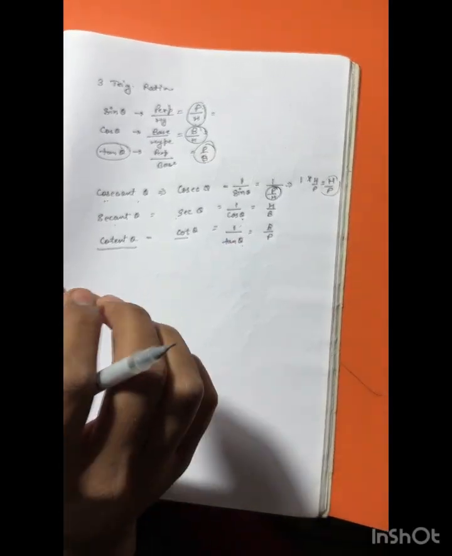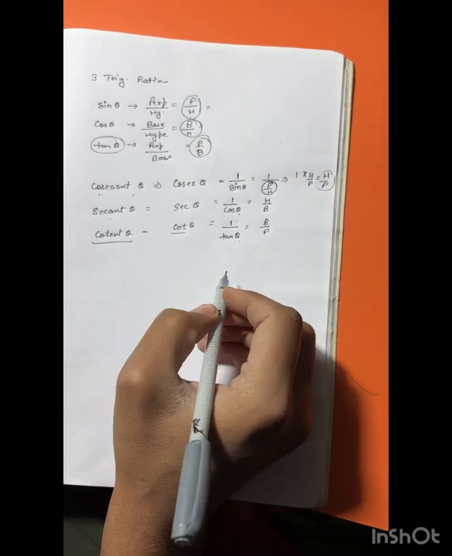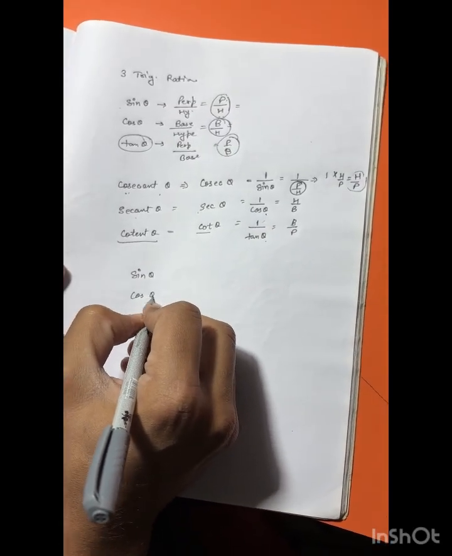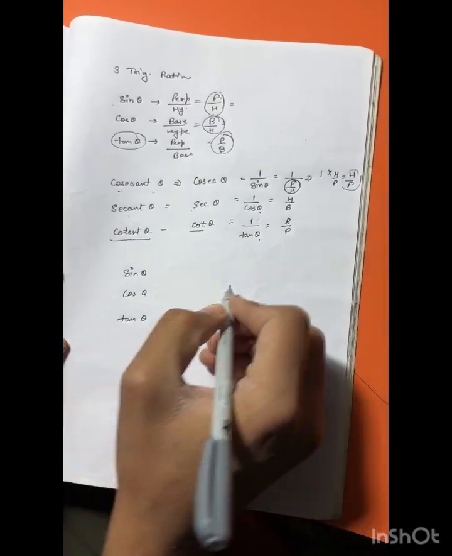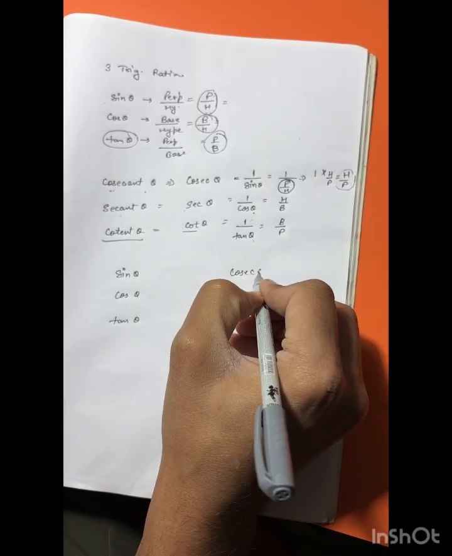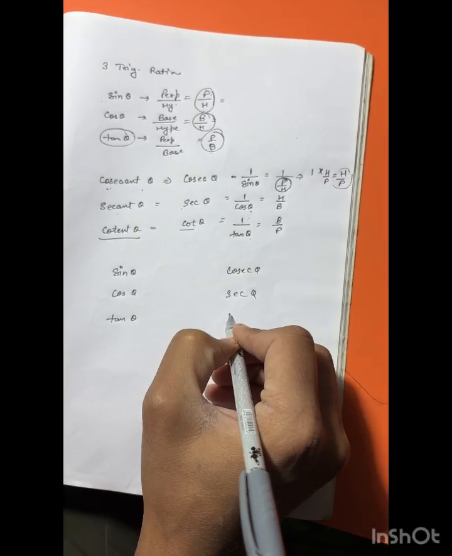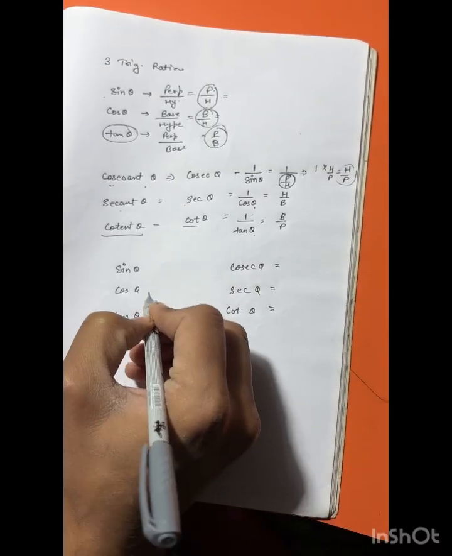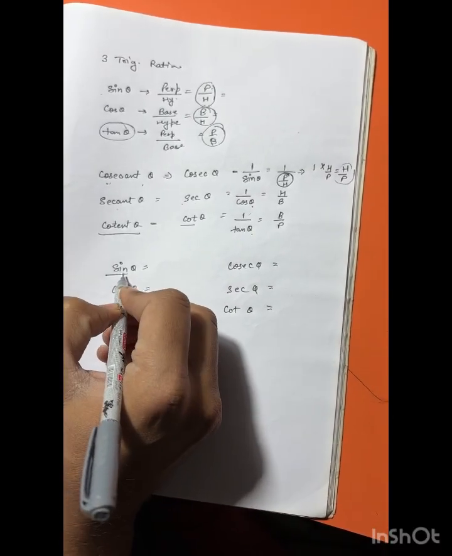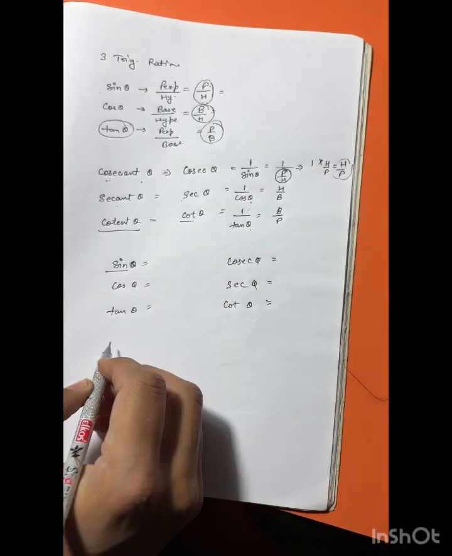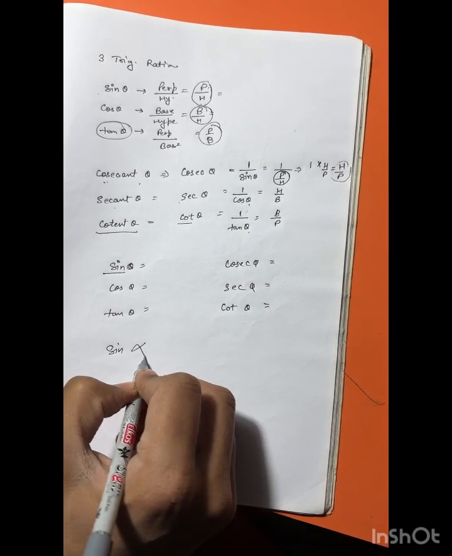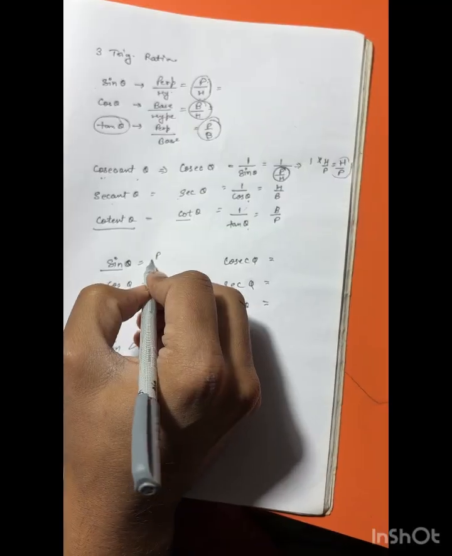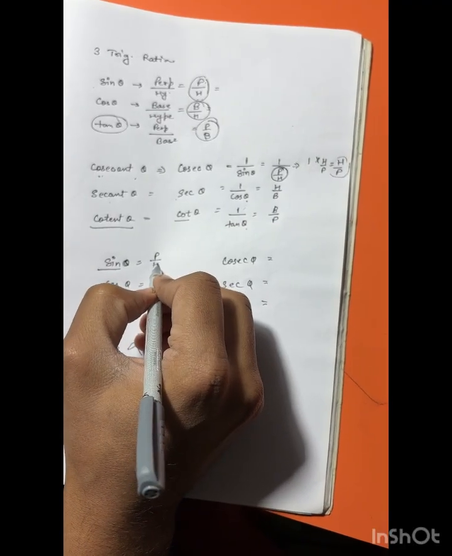Got it? So we have learned all the 6 trigonometric ratios: sine theta, cos theta, tangent theta, cosecant theta, secant theta, and cot theta. One thing you should keep in mind is that sine is nothing without any angle. If you write only sine, it does not mean anything. Got it?